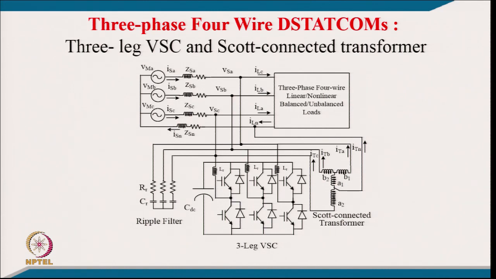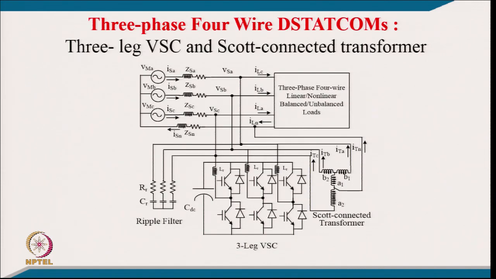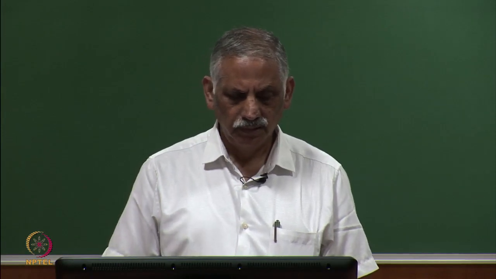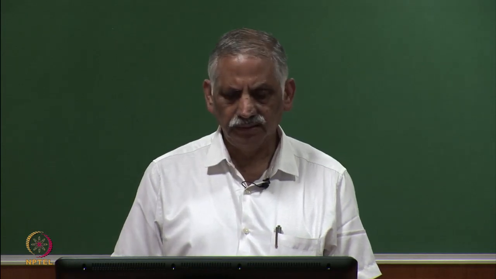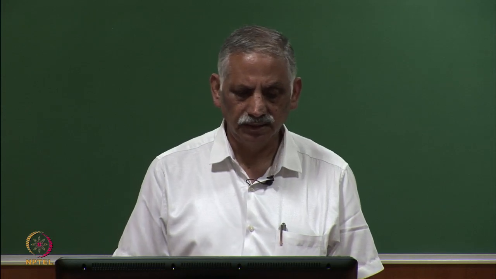So, we have the T connection, Scott connection, and your zigzag connection also, and of course, you can use the 3 leg or even a 2 leg. These are the important connections or configurations of your D-STATCOM. We have considered single phase, 3 phase 3 wire, and 3 phase 4 wire configurations. There may be many other configurations which are reported, but these are the important ones which are used in industry.